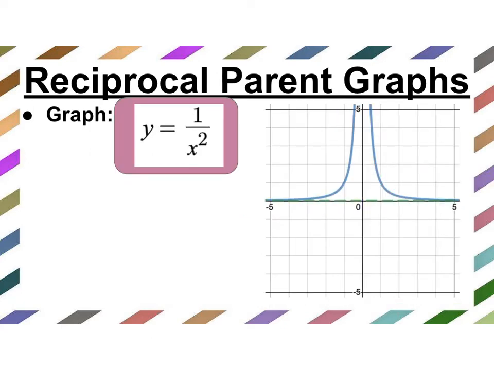And here we have 1 over x squared. We could do a table of values. We could plug in 1, we'll get 1, etc. And then you can see if we start to plug in bigger numbers, we're getting smaller and smaller, and we're approaching 0, but never reaching 0.